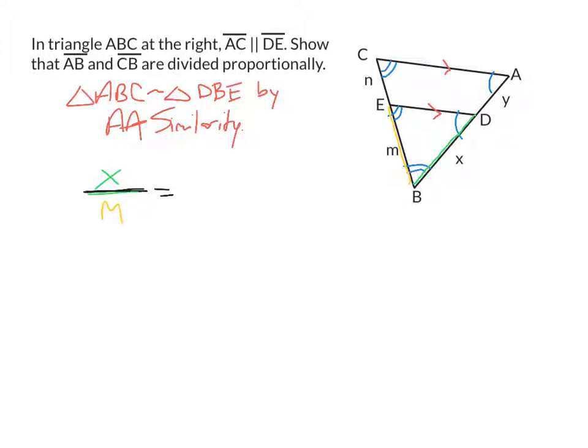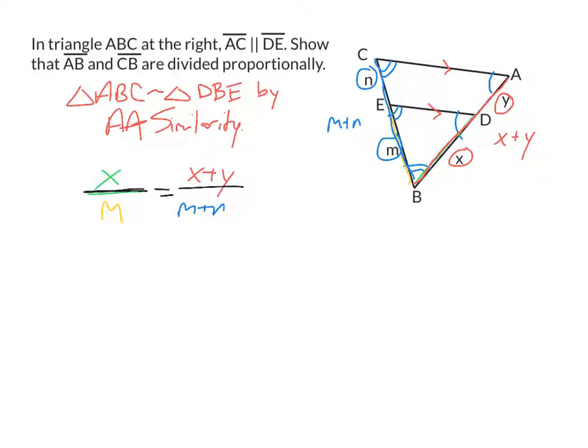Equals. In the big triangle, the length from B to A, well, this length right here is x, and then we need y more put onto that to get the total length, so that whole thing is x plus y. So this is x plus y over, from B onto C, the length from B to E is m, and then we need n more to get our way to C, so that whole length is m plus n.